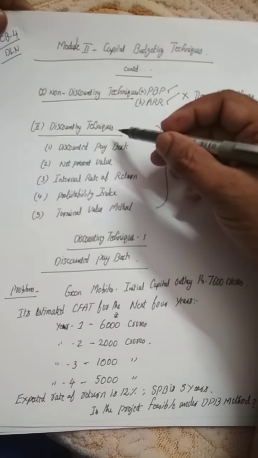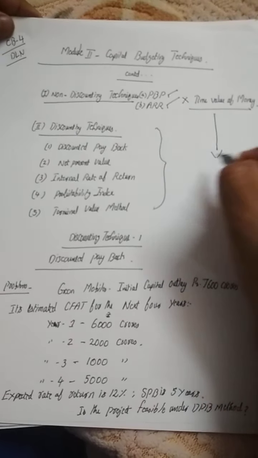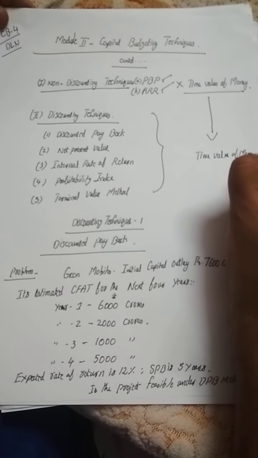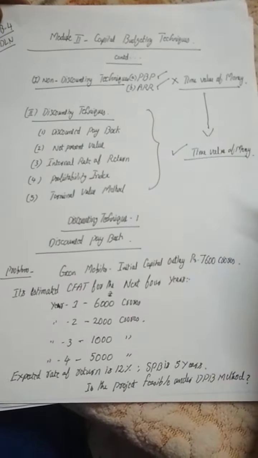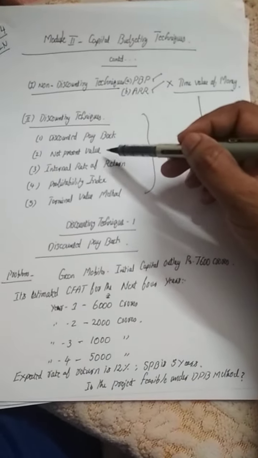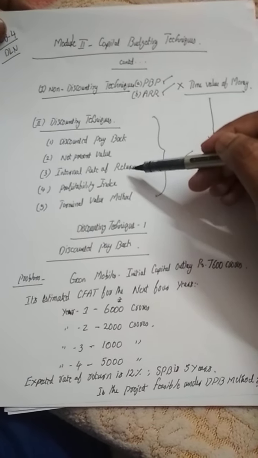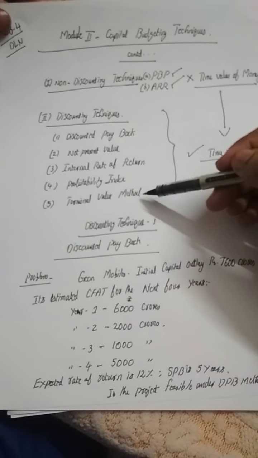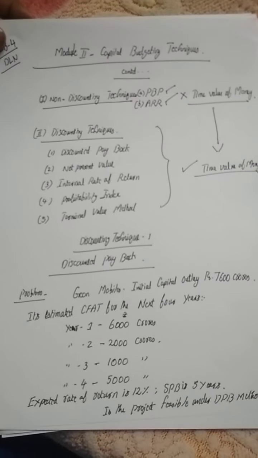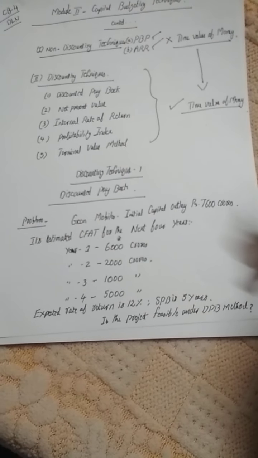Today's session I will be dealing with discounting techniques, where the time value of money will be taken into consideration. So discounting techniques include discounted payback method, net present value method, internal rate of return method, profitability index, and terminal value method. Five methods are there under discounting techniques. Let us directly get into the problem and see how we will take the time value of money.